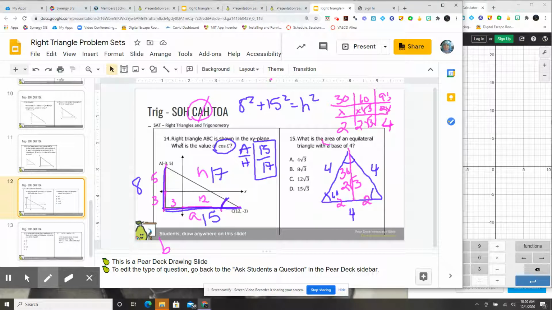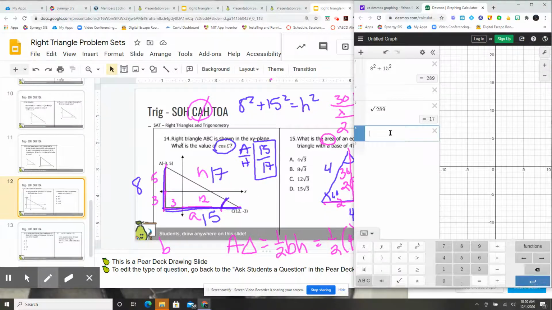Now I want the area. What was the area formula? Oh my gosh. Area formula for a triangle. Area of a triangle is 1/2 the base times the height. So the base is 4. And the height is 2 root 3.